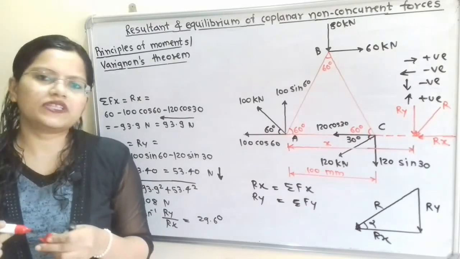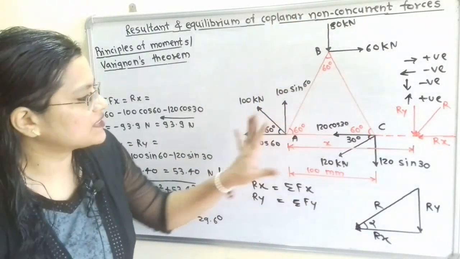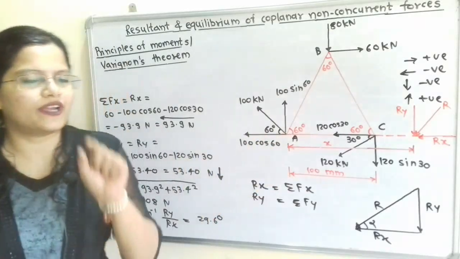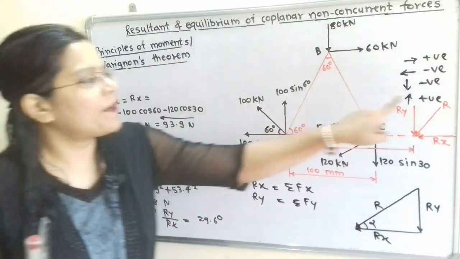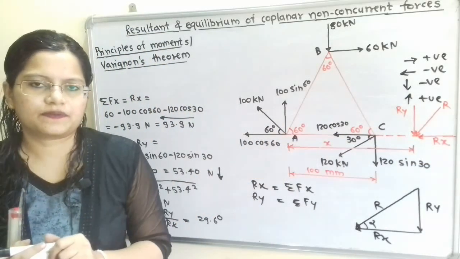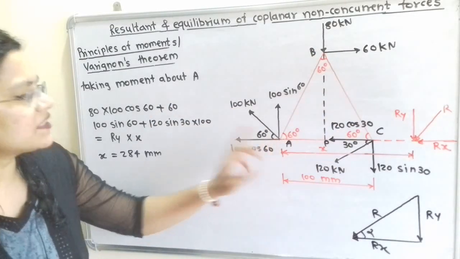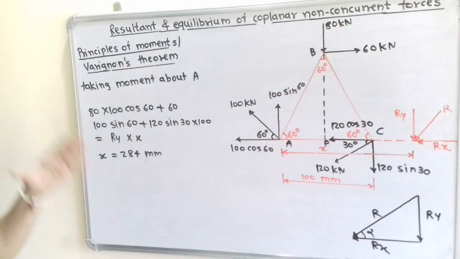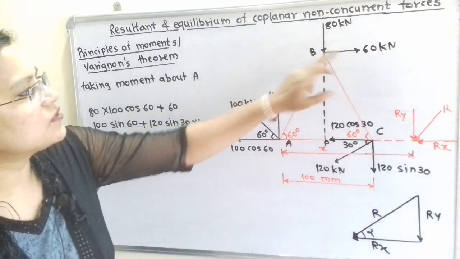Now according to this Varignon's theorem, moment of all these forces about any point or about moment center is equal to moment of resultant about the same moment center. Now we will take moment of all these forces about point A. We will apply Varignon's theorem. So we will first take the moment of these two forces.